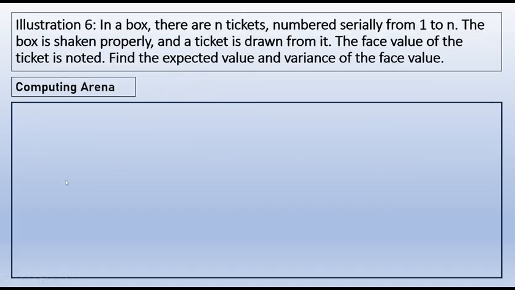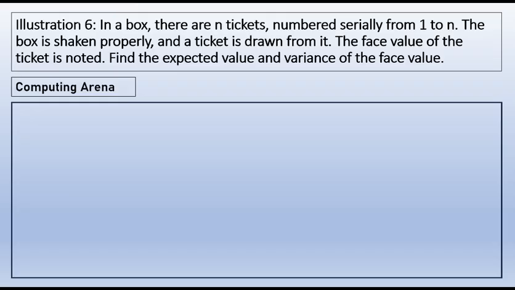Now let us move to illustration number 6. Here there is a box and in the box there are n tickets. The tickets are numbered serially from 1 to n. The box is shaken properly and then a ticket is drawn from it. The face value of the ticket is noted down. We have to find the expectation and variance of the face value.